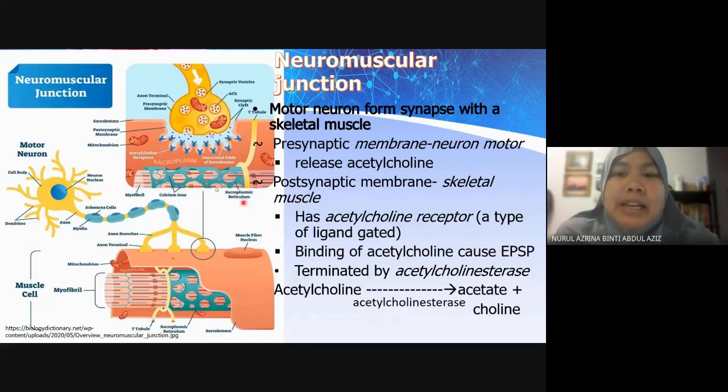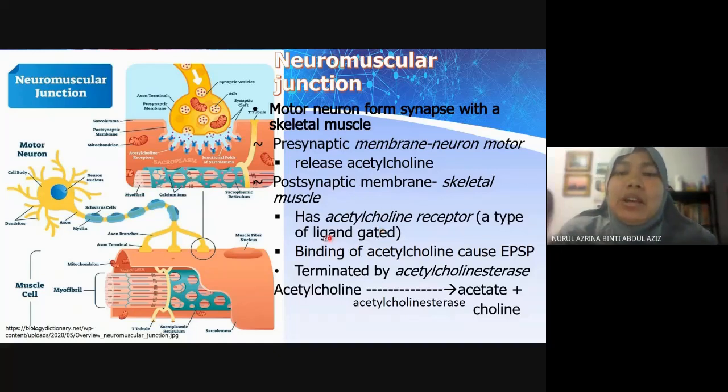The postsynaptic membrane is our skeletal muscle. So what happened? You can see acetylcholine binds to the receptor, which is a ligand-gated ion channel. Don't ask again what a ligand-gated ion channel is, because we have touched on it before. It's a kind of gated channel. The neurotransmitter binds to the receptor on the ligand-gated ion channel and changes the permeability of the membrane towards certain ions. If it causes an EPSP, the membrane will be permeable towards sodium ions, so sodium ions will diffuse into the membrane.